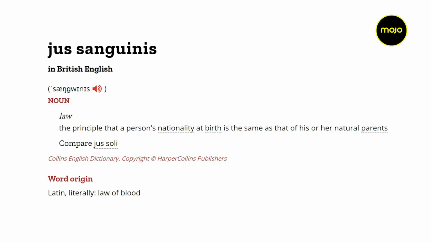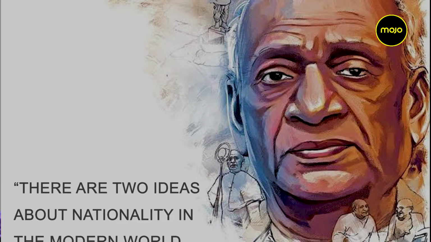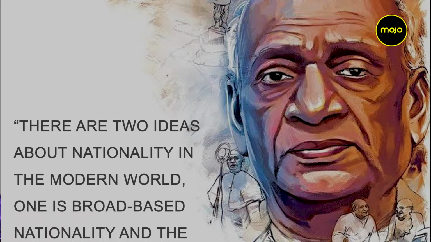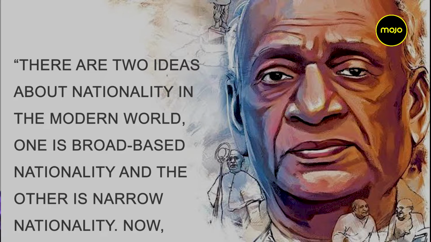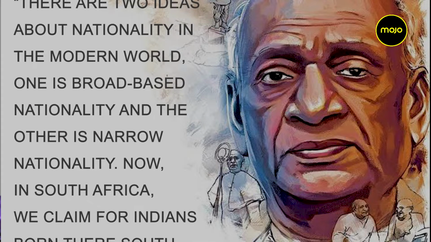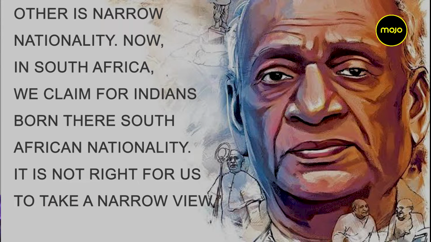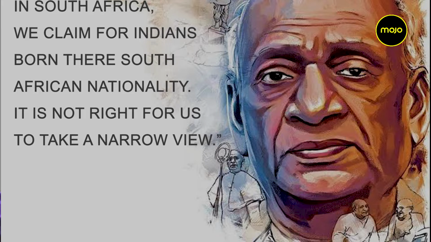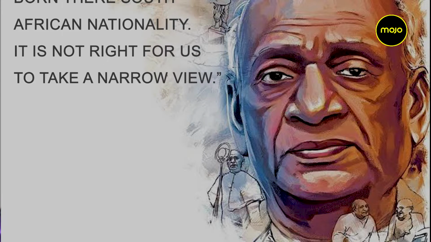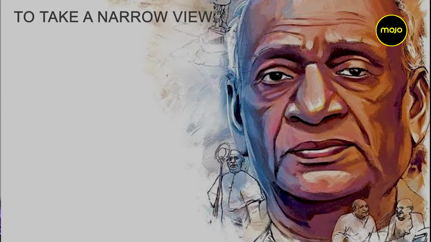Now, in the Constituent Assembly in 1947, one man stood up and said, no, we should have a more progressive view of citizenship, and that man was called Sardar Patel. Sardar Patel said that we should not take a narrow view of citizenship. He said, quote, there are two ideas about nationality in the modern world. One is broad-based nationality and the other is narrow nationality. Now, in South Africa, we claim for Indians born there South African nationality. It is not right for us to take a narrow view.